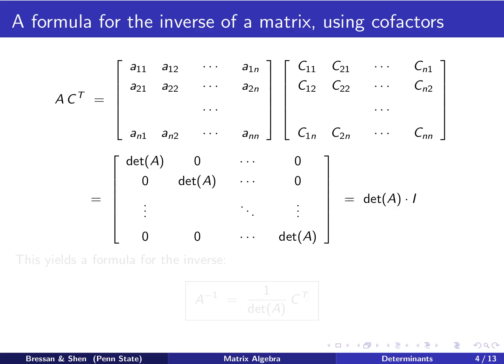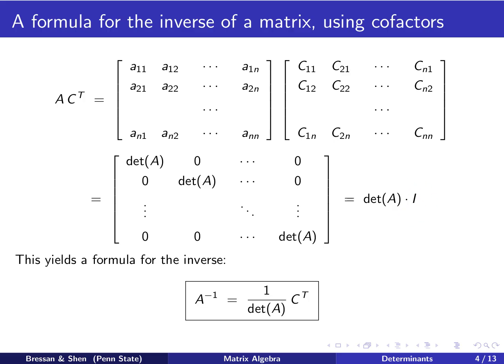And now we can take the determinant of A out, which is a scalar number, and what remains is the identity matrix. So this gives us a formula for the inverse of an A matrix, because A times C transpose divided by the determinant of A is the identity, and therefore 1 over the determinant of A, that's a real number, multiplied by C transpose will be the inverse of A.